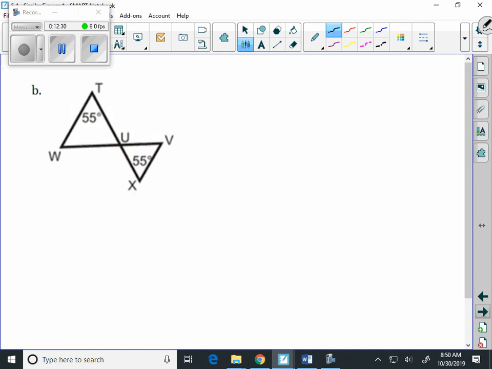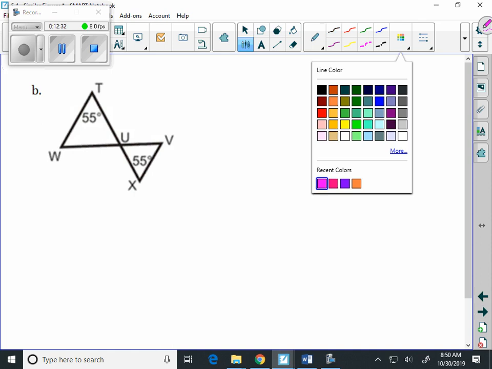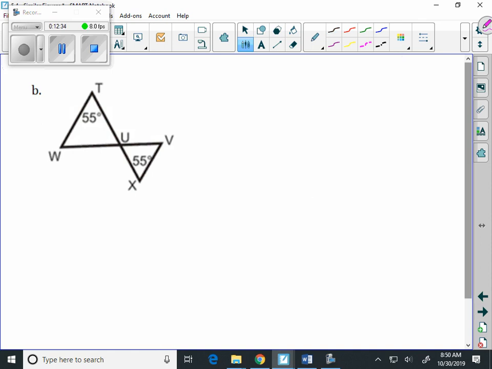If we look at letter B, we need to be a little bit more careful here. We need to think back to a couple pieces of information that we have, and it's been a while since we've talked about it. But this angle right here, angle TUW, is congruent to angle VUX. Do you remember why?